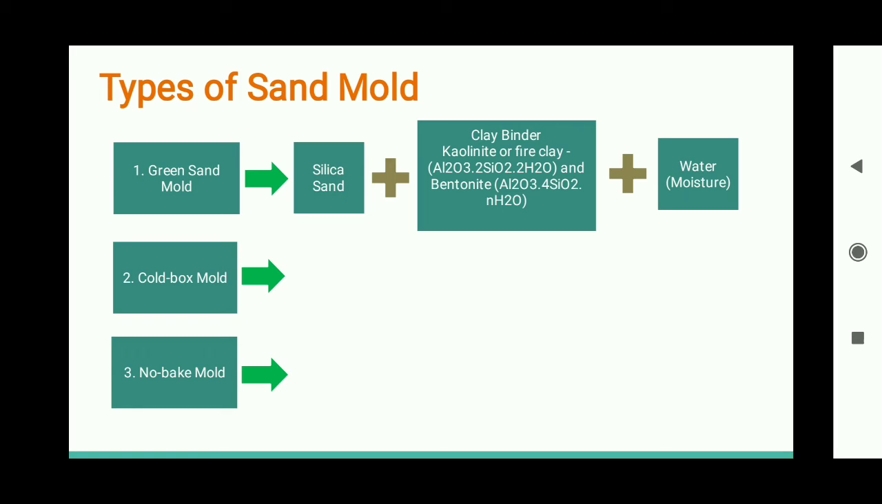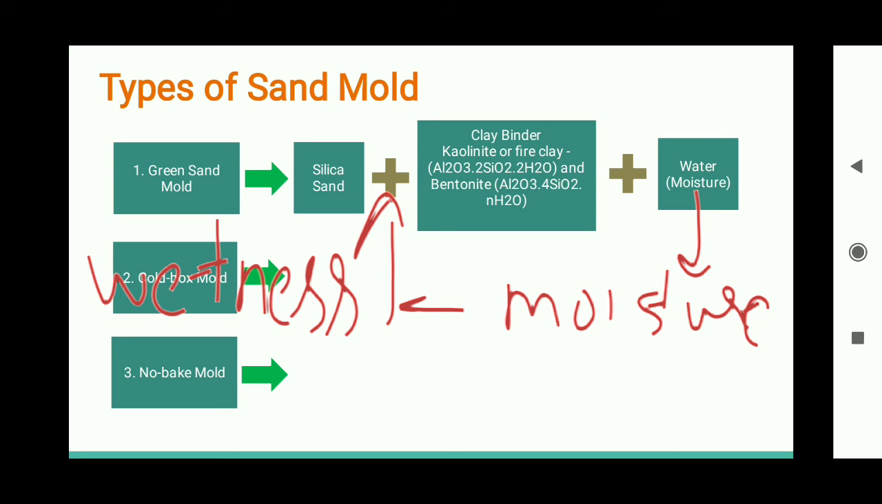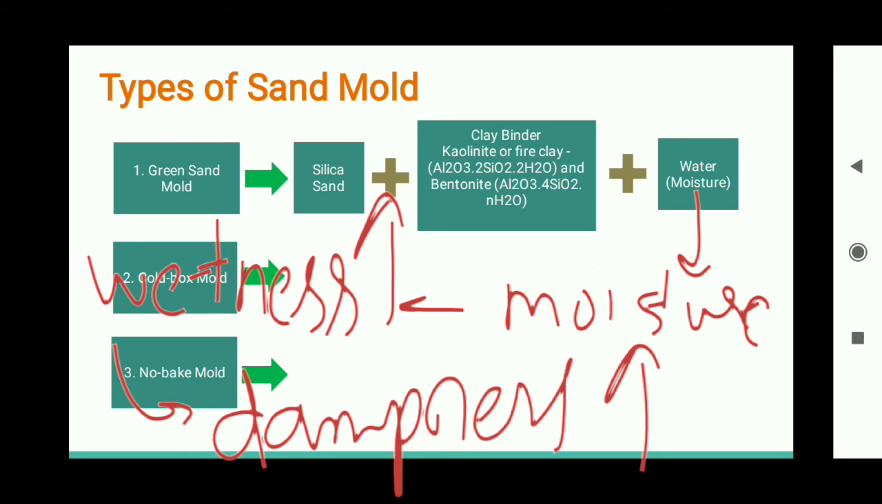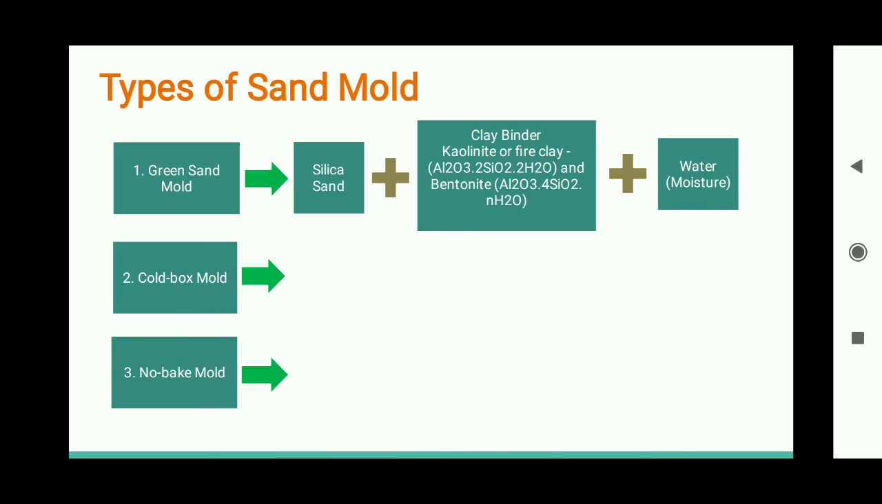One more thing about the green sand mold: this question has been asked in several previous PSU exams and also in the GATE examination. Is the molding sand in green color, and is that why we call it green sand mold? No, the answer is no. We say green because of the water content we use: the moisture increases the wetness and dampness of the molding sand. That is why we call it a green sand mold. Please keep this in mind.